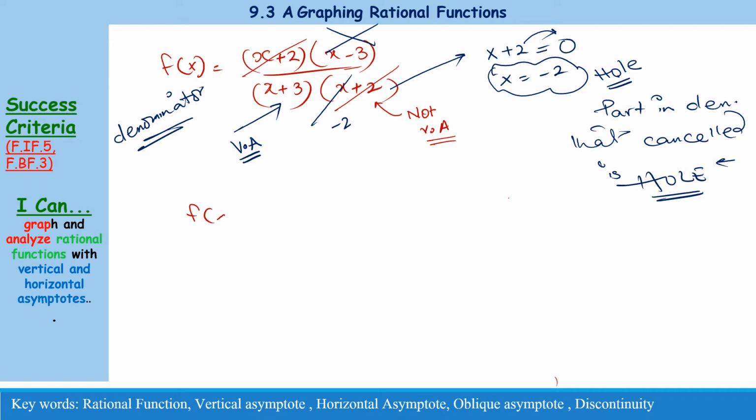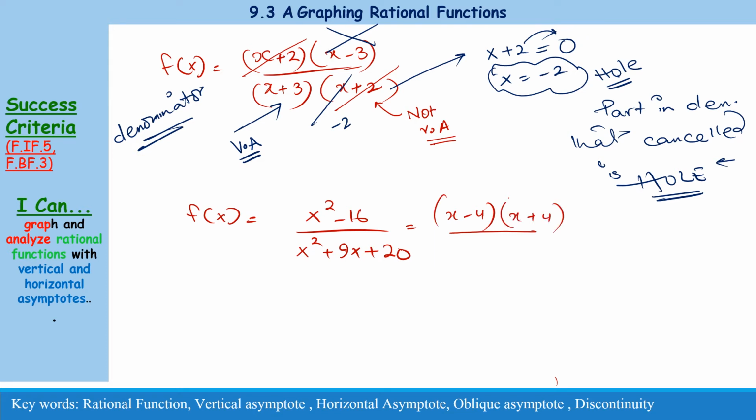So for example, if you remember, we solved that there is x square minus 16 and x square plus 9x plus 20, and we factored it by saying that the factors of x square minus 16 are x minus 4 and x plus 4, and the factors of x square plus 9x plus 20 are x plus 4 and x plus 5. x plus 4 is common in numerator and denominator, so they cancelled out.